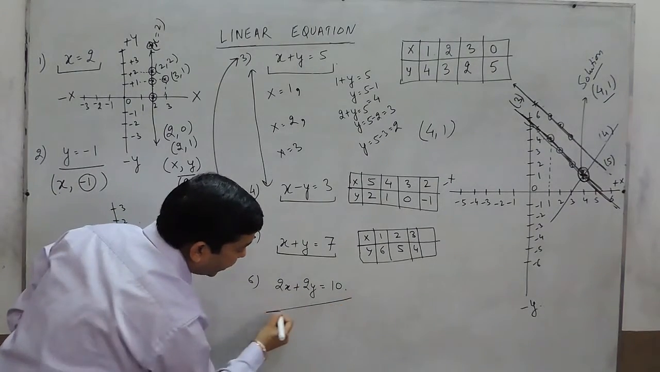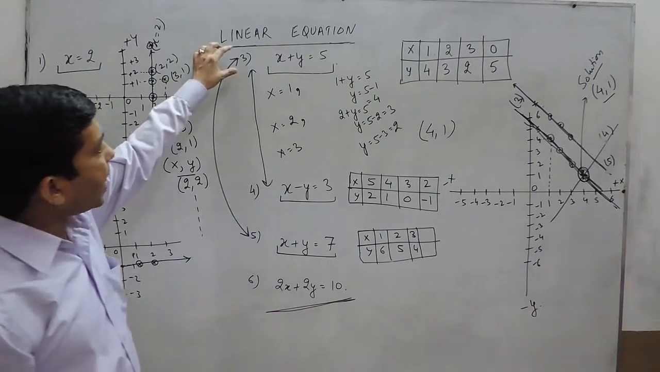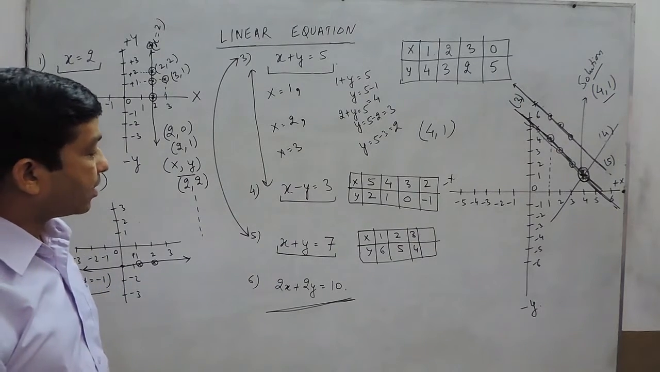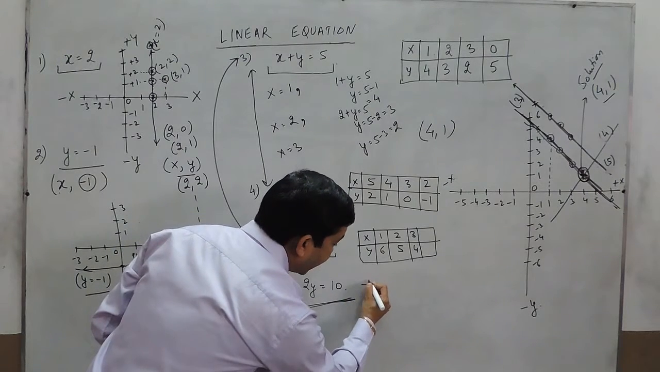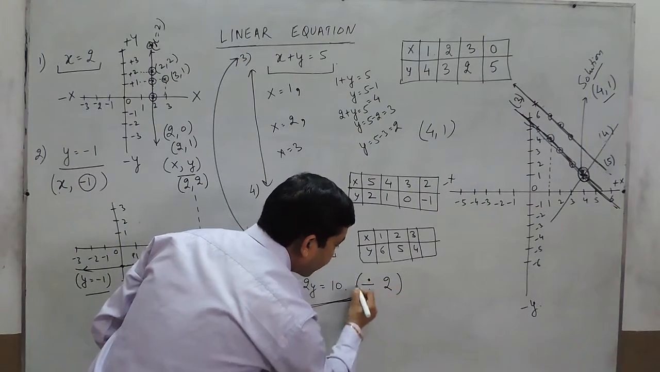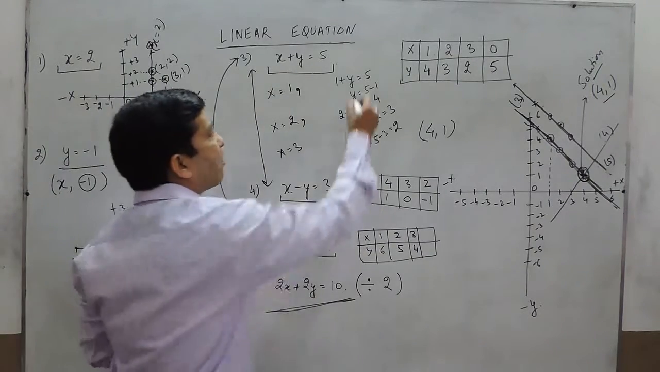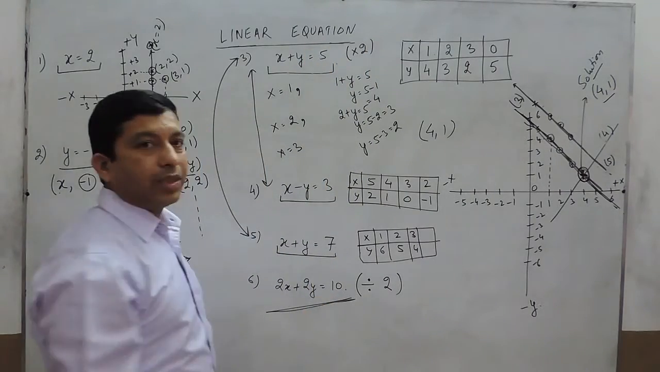Now, when I talk about an equation like 2x plus 2y is equal to 10, if we look at equation number 3 and equation number 6, they are basically the same equation. Why am I saying that they are the same equation? If I divide this equation by 2, then this will be converted to this. Or if I multiply this equation by 2, then this equation will be converted to this.